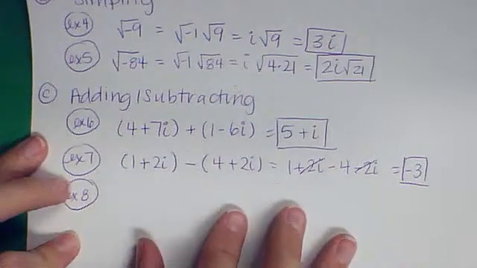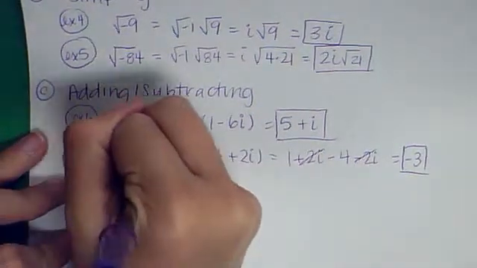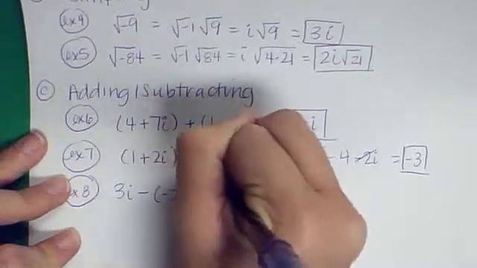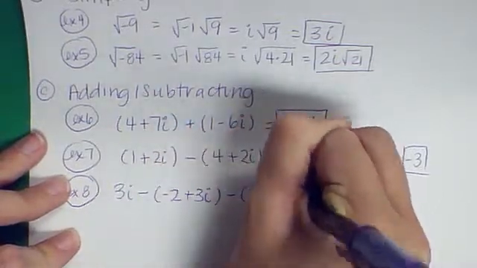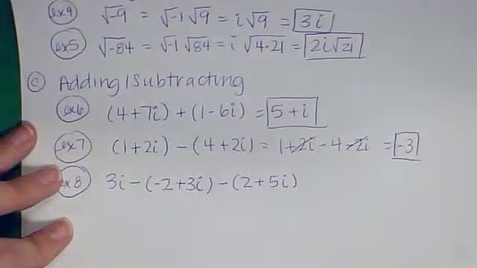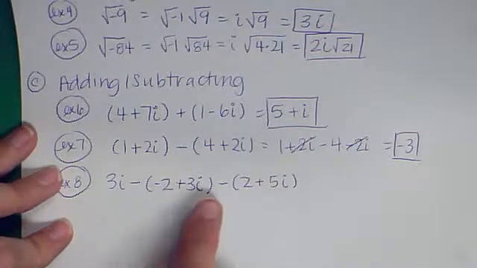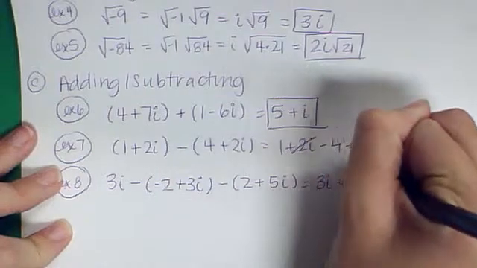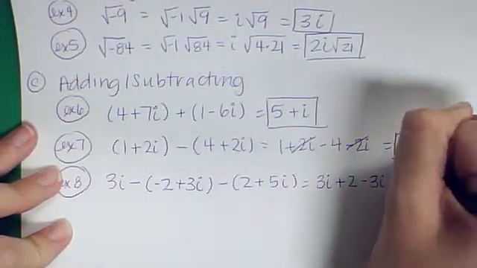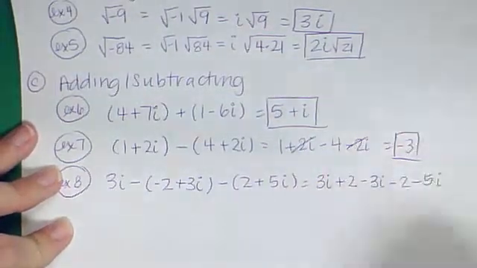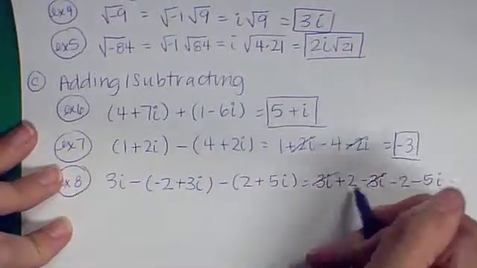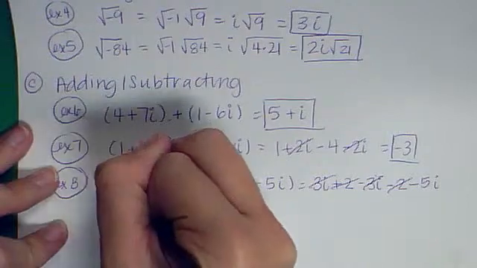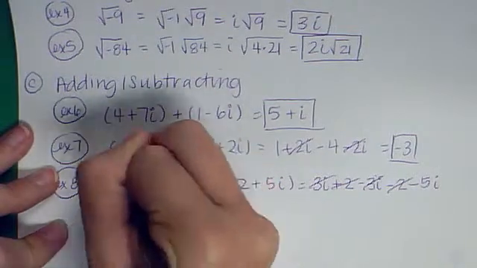What happens if I have multiple groups, such as 3i minus negative 2 plus 3i minus 2 plus 5i? If that happens, I want to distribute the negative in front of the parentheses. That's very important. So I could write this as 3i plus 2 minus 3i minus 2 minus 5i. You should be seeing that some of these things are like and opposite, and so they cancel. And my final answer to that one is negative 5i.